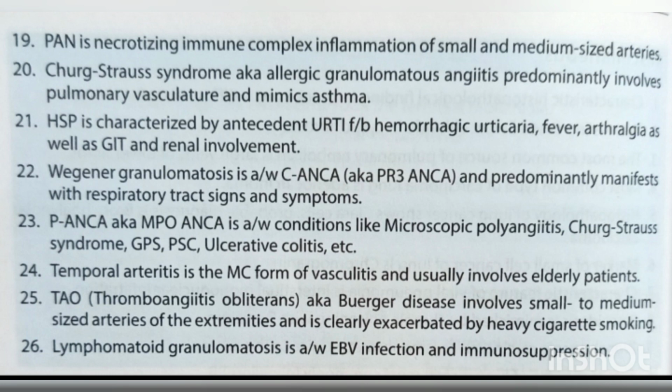P-ANCA, also known as MPO-ANCA, is associated with conditions like microscopic polyangiitis, Churg-Strauss syndrome, GPA, PSC, ulcerative colitis, etc. Temporal arteritis is the most common form of vasculitis and usually involves elderly patients. Thromboangiitis obliterans, also known as Buerger disease, involves small to medium-sized arteries of the extremities and is clearly exacerbated by heavy cigarette smoking. Lymphomatoid granulomatosis is associated with EBV infection and immunosuppression.